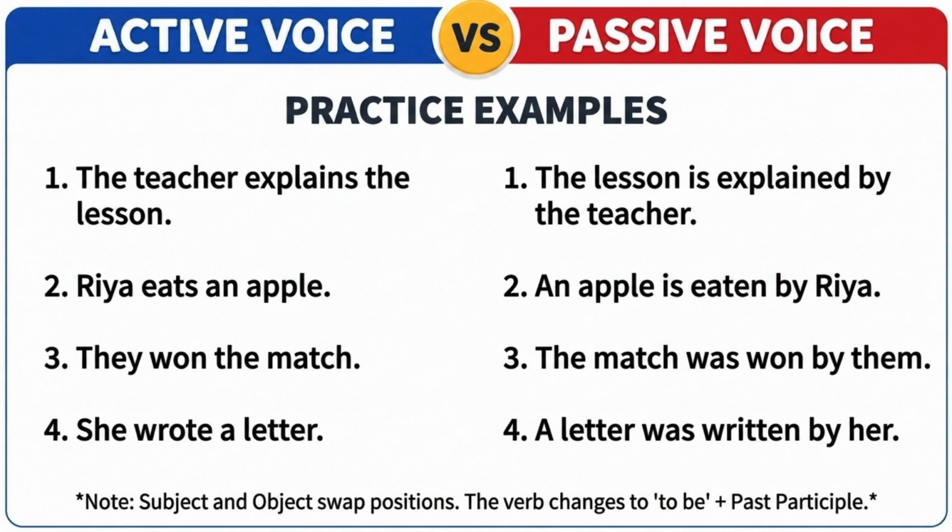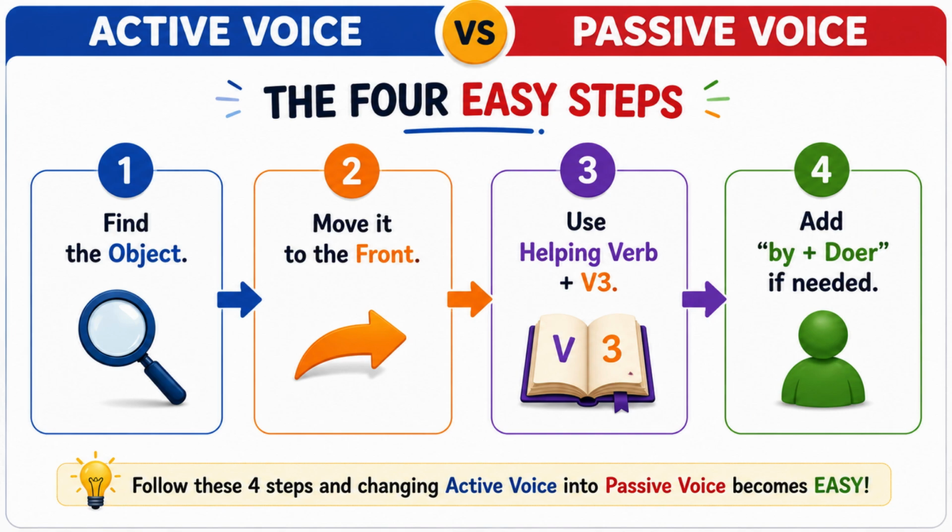Now I'll show you an easy trick that works almost every time. Step 1, find the object. Step 2, move the object to the beginning. Step 3, change the verb into the correct helping verb in its past participle form, also called V3. Step 4, add by followed by the doer if needed. If you remember these 4 steps, changing active voice into passive voice becomes much easier.